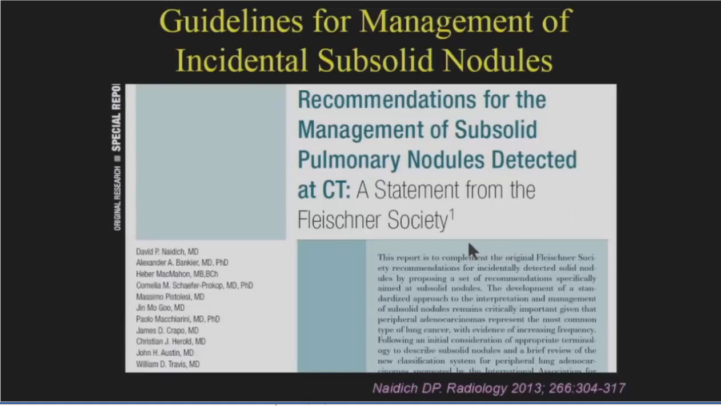Let's move on to how to manage these lesions. And there are different guidelines for solid nodules as presented by Dr. Cole, and guidelines for subsolid nodules that are incidentally detected, as well for those that are detected in lung cancer screening. One of the guidelines that we follow in our institution for incidentally detected subsolid nodules is the Fleischner Society guidelines published in 2013, and that's going to be the focus of this review.